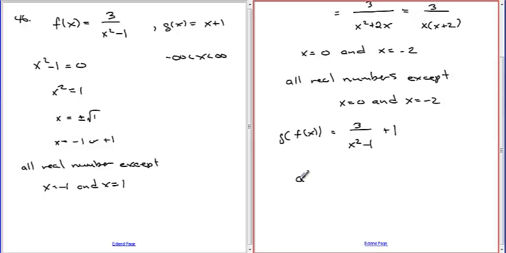So in this second case, we can say all real numbers except x equals 0 and x equals negative 2. Okay, check it out here. And that's correct.